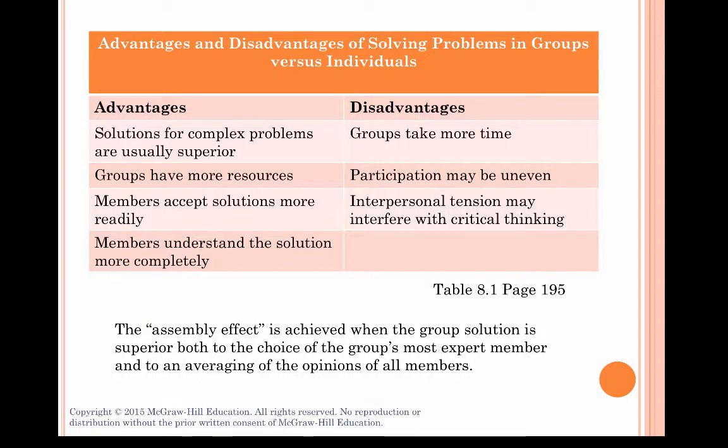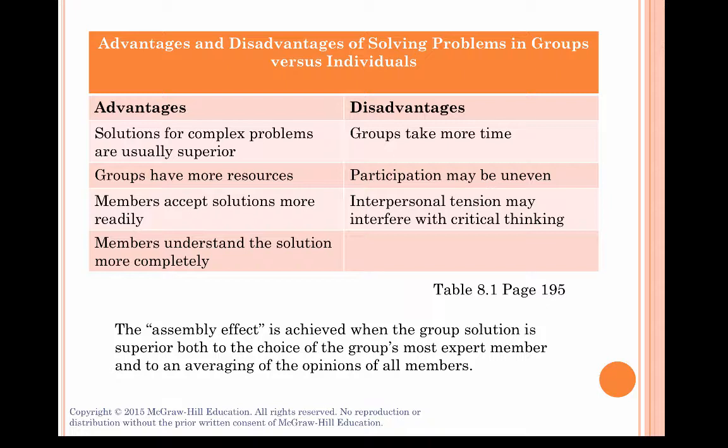If you remember back in Chapter 1, we discussed the advantages and disadvantages of using groups to solve problems. For complex problems, a group can often come to a better solution than any one individual can, even if that individual has a great deal of knowledge about the topic. For groups, the whole is often greater than the sum of its parts. This is what is known as the assembly effect. This is achieved when the group's solution is superior both to the choice of the group's most expert member and to an averaging of the opinions of all members.